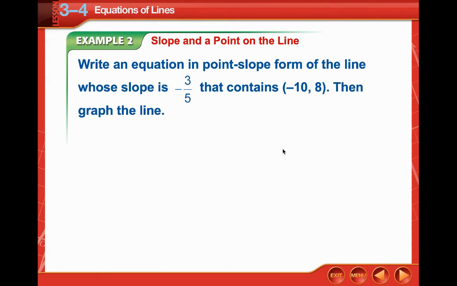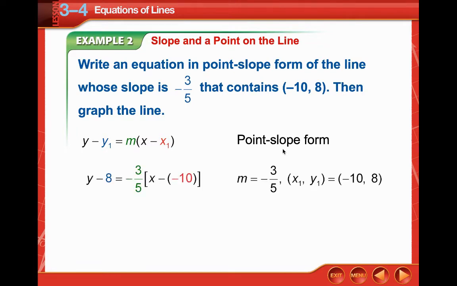Hopefully you guys remember point slope form. If you don't, that's the first thing you should write out: y minus y1 equals m times x minus x1. All right, point slope form. So that's what you should have after you plug in your points.